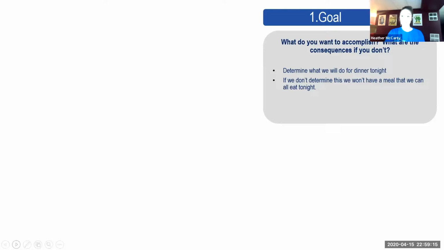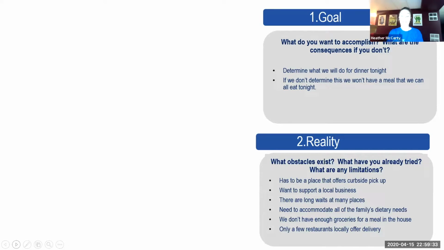The next step, as we use the GROW model, is to explore the realities. And remember, this is where we're looking at what's been happening, what the current state is, what any particular limitations are, as well as the things that we've tried already. So again, keeping in mind that my goal here is to determine what we'll do for dinner tonight for the family, the reality is that it has to be a place that offers curbside pickup. Another thing that my family has decided is we're trying to support local businesses. So we want to be a part of stimulating the local businesses that are truly feeling the strain of this situation we're in right now.